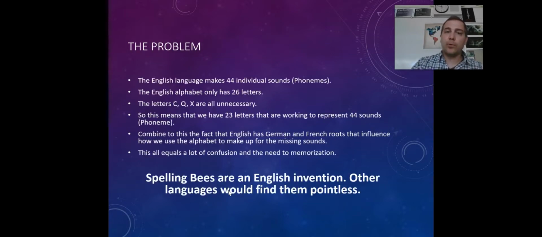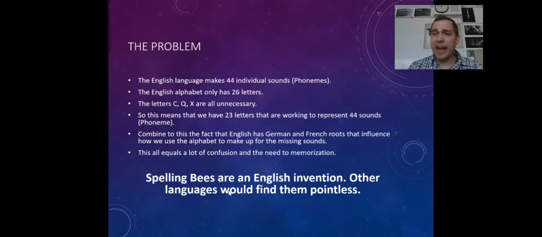And so the whole point here is that you can't trust your eyes. You have to trust your ears. And so really the problem is this. The English language makes 44 individual sounds. These are what are called phonemes. And so all the little individual sounds that we make in English, that are supposed to be represented by letters or not, these are called phonemes. And we have 44 of them. But we only have 26 letters, right? We have way more sounds than we have letters for. And so that's one of the first problems we have.